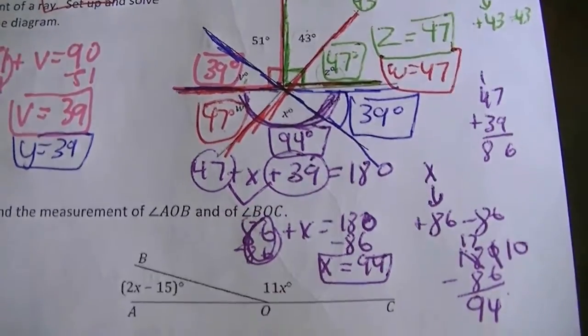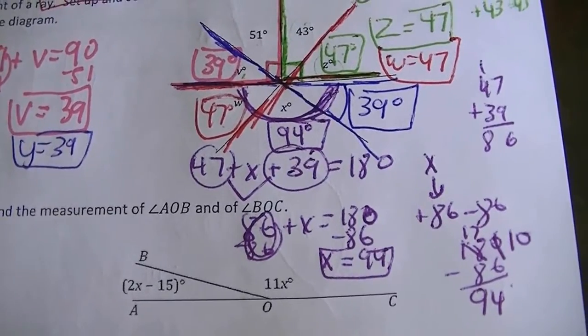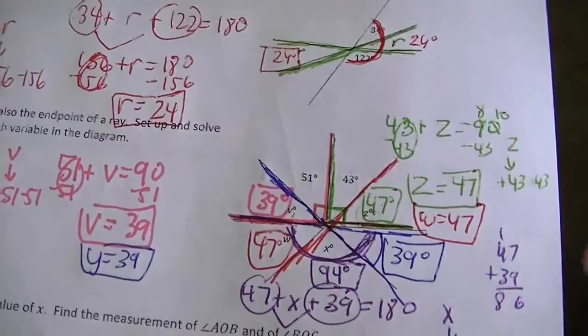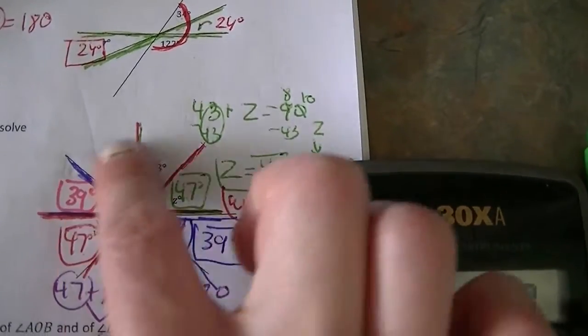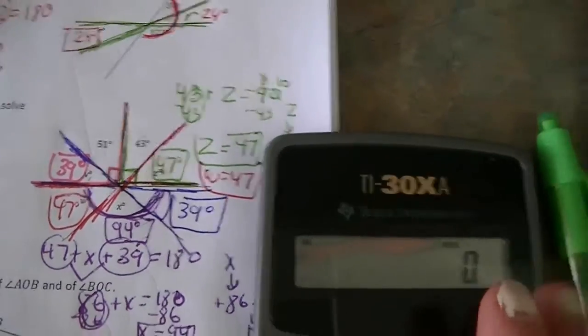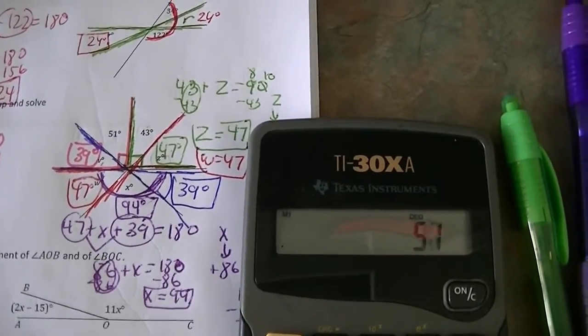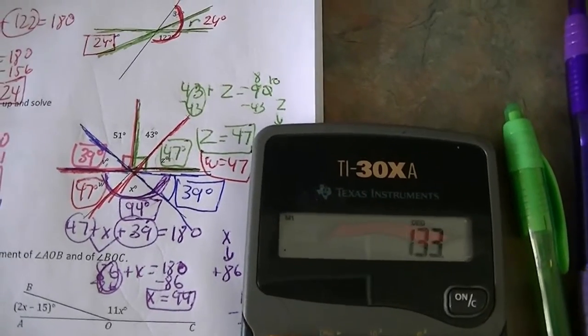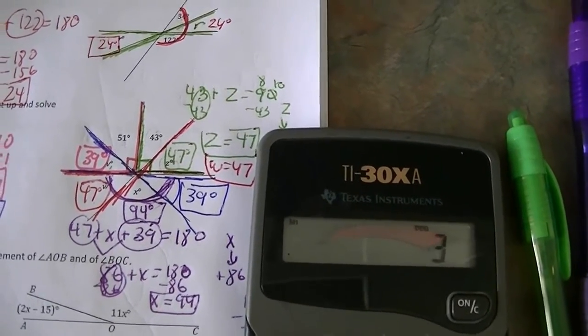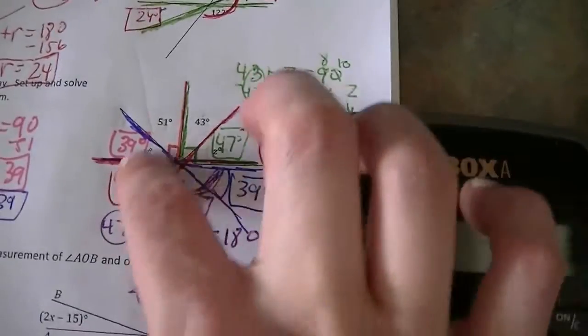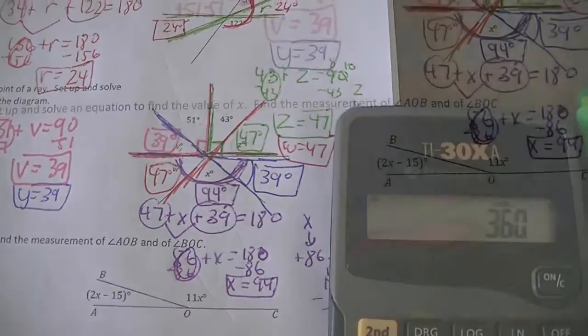Okay, so let's go ahead and check to make sure that we are correct. I'm just going to grab my calculator so I don't have to do everything by hand. Since they are angles at a point, their sum should be 360 degrees. Just to keep track, I'm going to start with the pink one and go clockwise like the clock. So 39 plus 51 plus 43 plus 47 plus 39 plus 94 plus 47 is 360 degrees. Angles at a point. Okay?